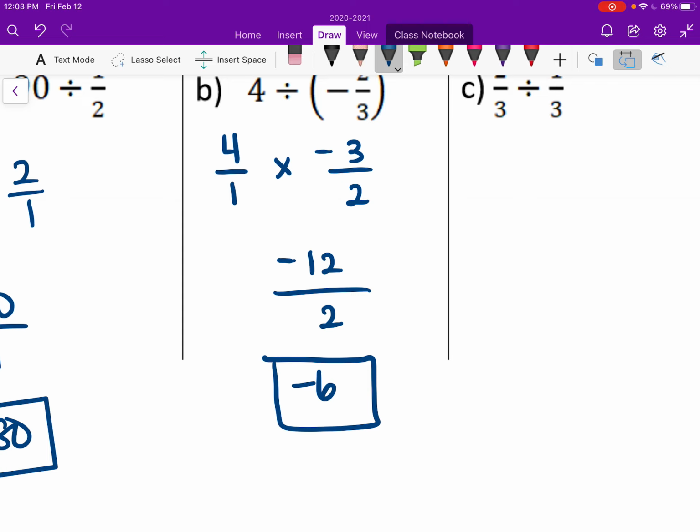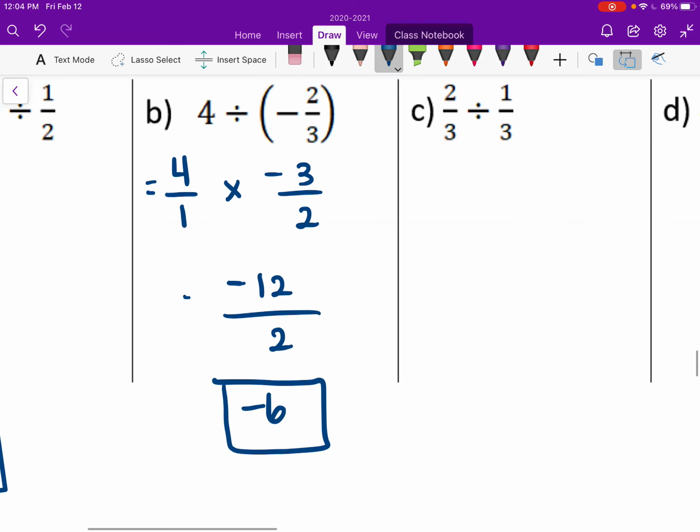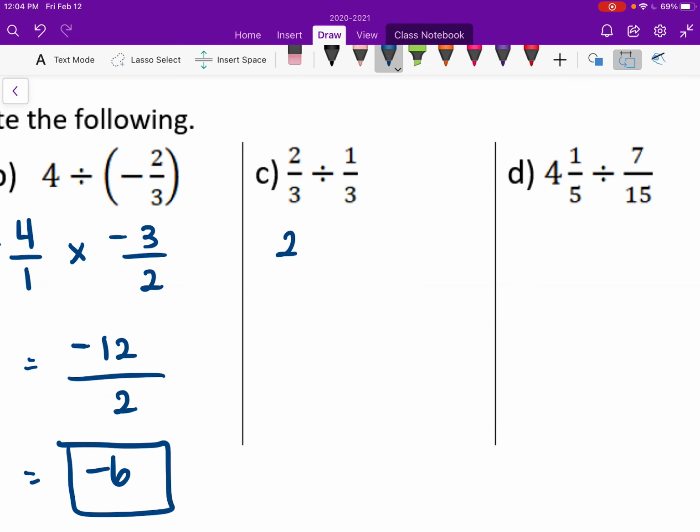Another way you could have done this is you could have been like, okay, butterfly method. I know I can reduce this. So I'm left with 1 and 2. 2 times negative 3 is negative 6. 1 times 1 is just 1. So you would have known that's the answer. Either way works. So I'm just going to go back in and put in my equal signs always. Same thing here. Try these by yourself before you move on.